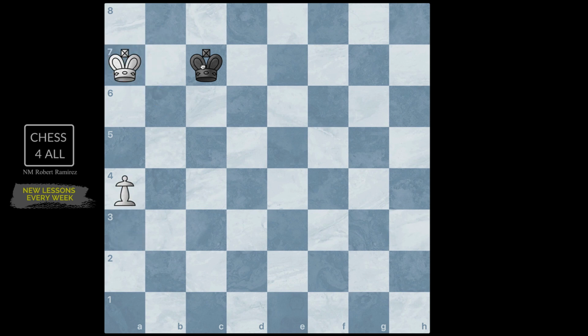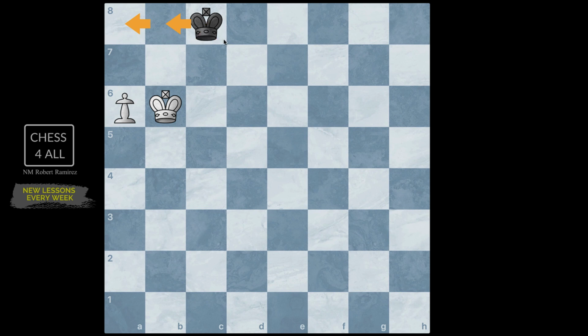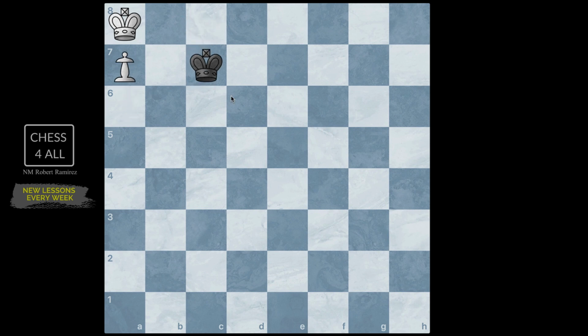So if they push the pawn, I'm just going to be going up and down, and then if they get out, I finally access the promotion square. If they just go down, then you know how it ends. So that's going to be, guys, a draw.